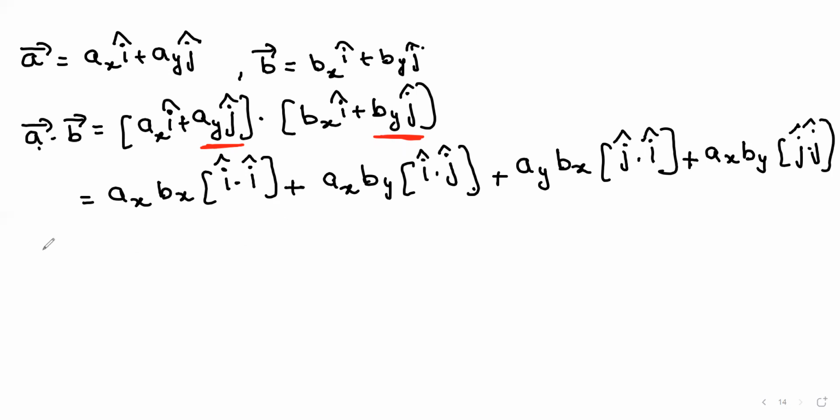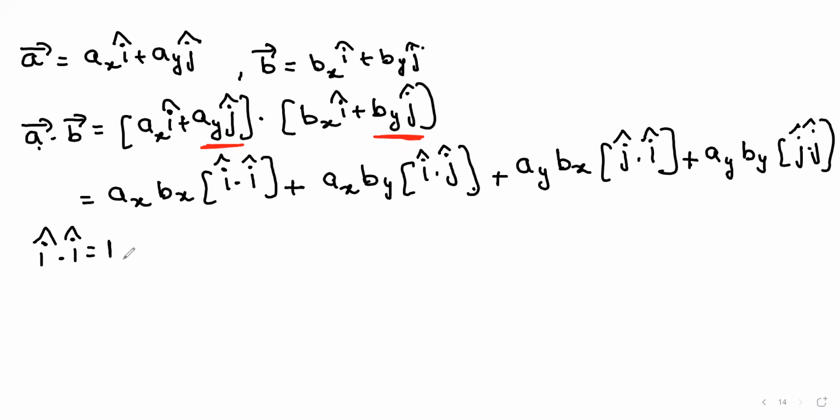So i dot i is, Sir, that is AY, sir. Hello, I didn't get you. What? So that is AY, BY, j dot j, sir. Where is it? In the right hand side. Ah, yeah, sorry.